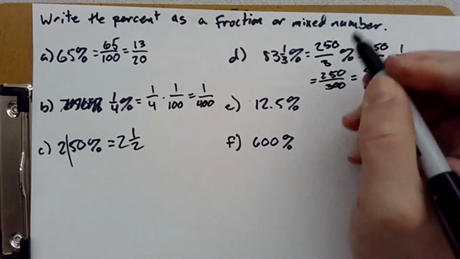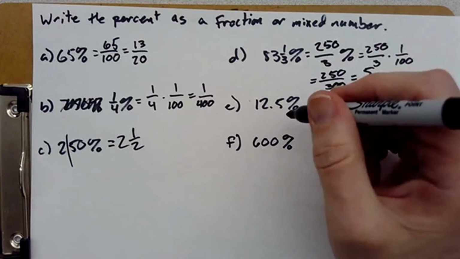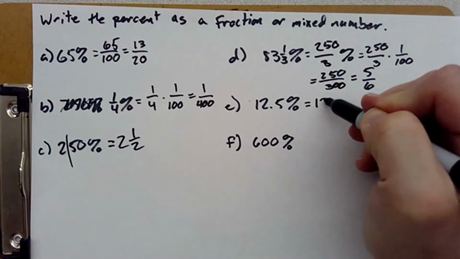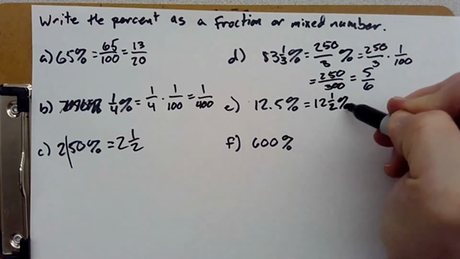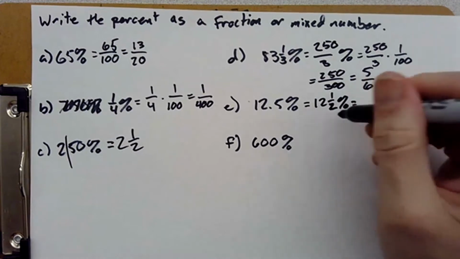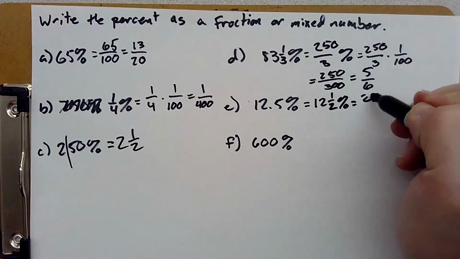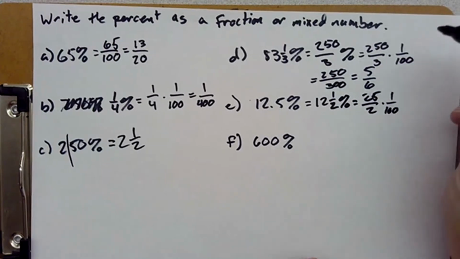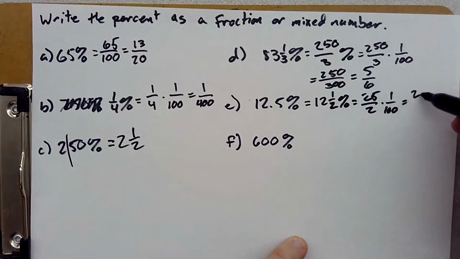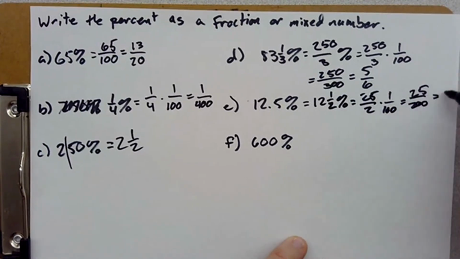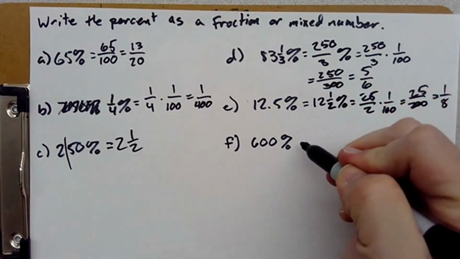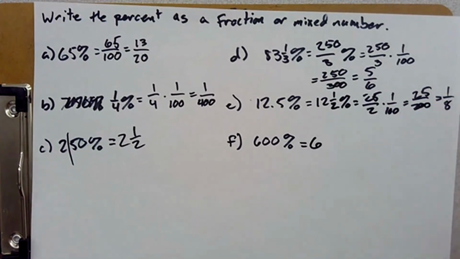12.5%. Okay, so now I'm going to say, well, this is the same as 12.5%. And 12.5, 2 times, that's 25/2 times 1/100th is 25/200, which is 1/8. Finally, we have 600%, and that's just 6. Anytime you have a multiple of 100%, drop the 2 zeros, and that's your answer.